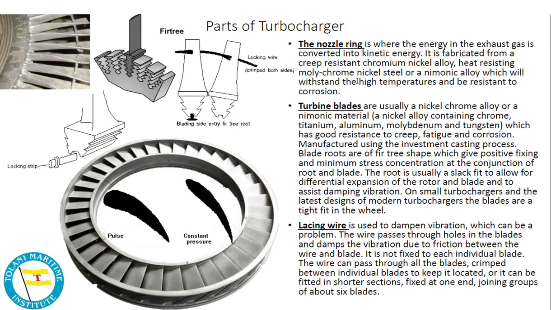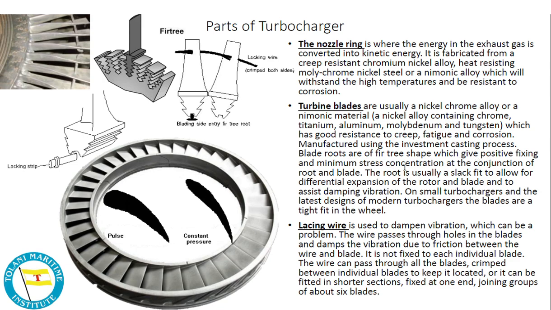Now you see here the nozzle rings, where the exhaust gas is converted into kinetic energy. Creep resistant chromium nickel alloy, heat resisting molychrome nickel steel, or Nimonic alloy which will withstand the high temperature and be resistant to corrosion. Turbine blades are usually a nickel chrome alloy or a Nimonic material. A nickel alloy containing chrome, titanium, aluminum, molybdenum and tungsten, which has good resistance to creep, fatigue and corrosion, manufactured using the investment casting process.